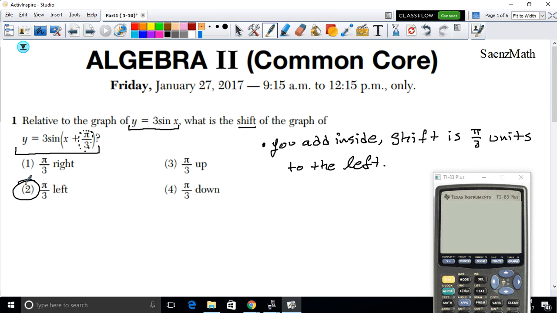Now, if we were to subtract pi over 3, if this had been a subtraction, then we would have moved to the right. If we would have added outside the parentheses, we would have moved it up. And if we would have subtracted outside the parentheses, we would have moved down. But right here, we're adding pi over 3 inside the sine function. So that means that our shift is going to be pi over 3 units to the left side.